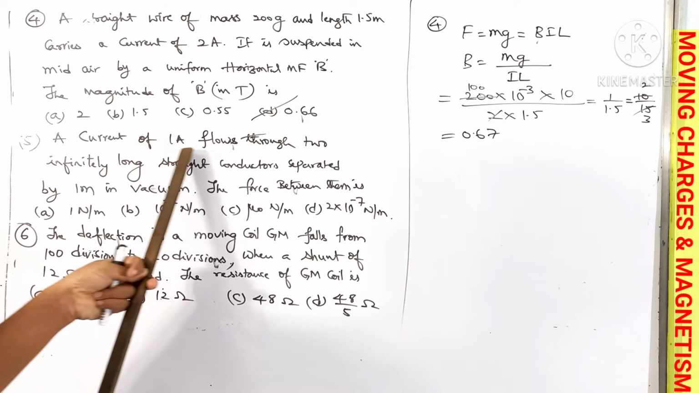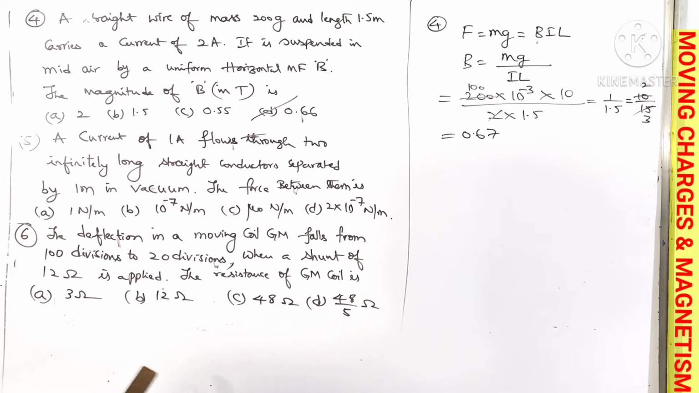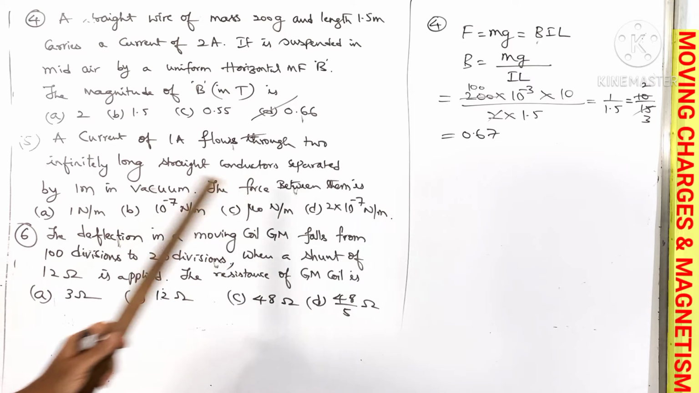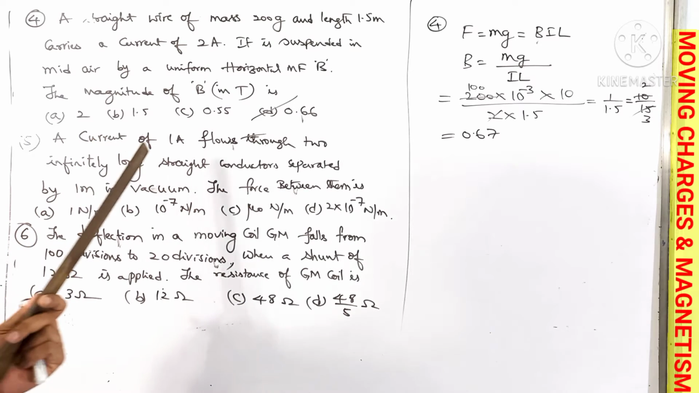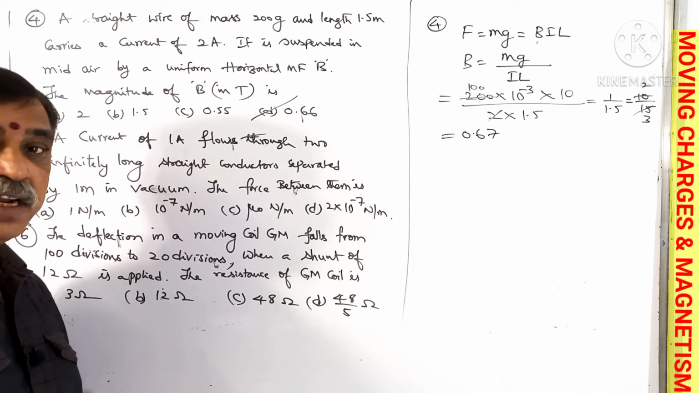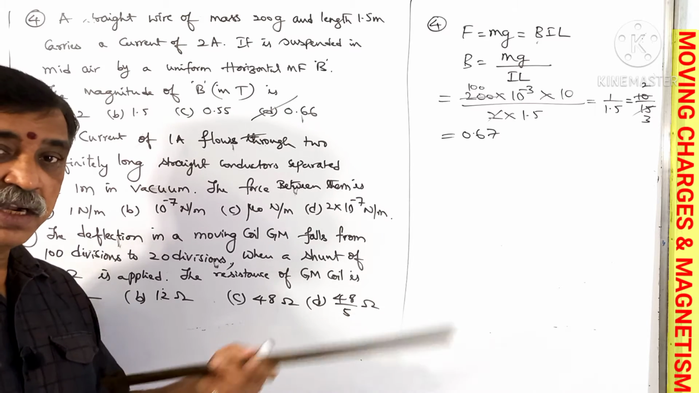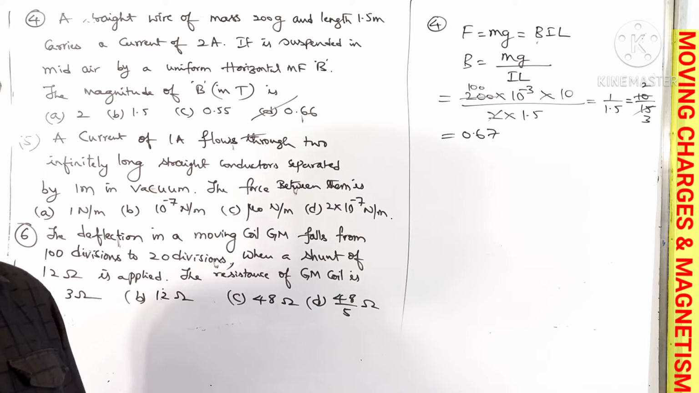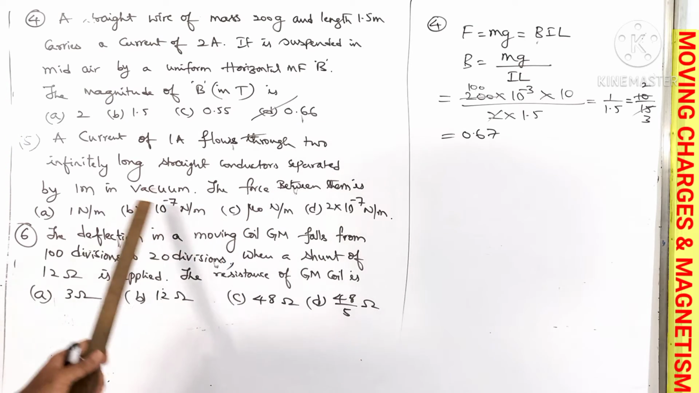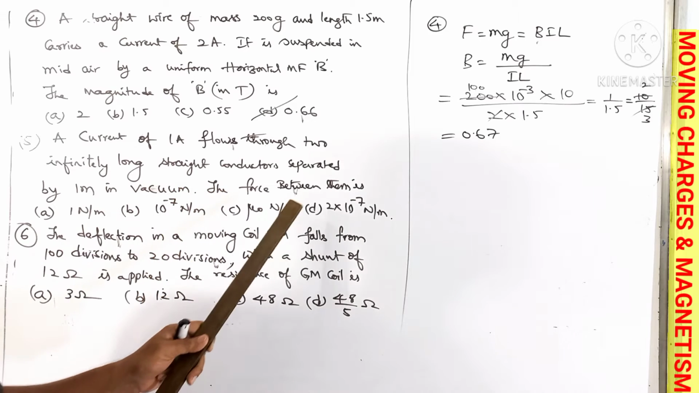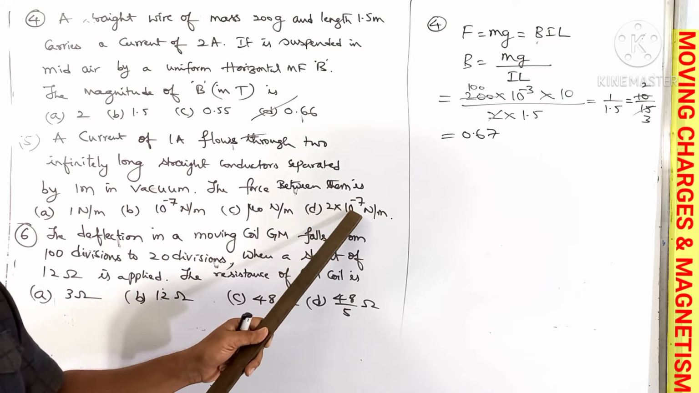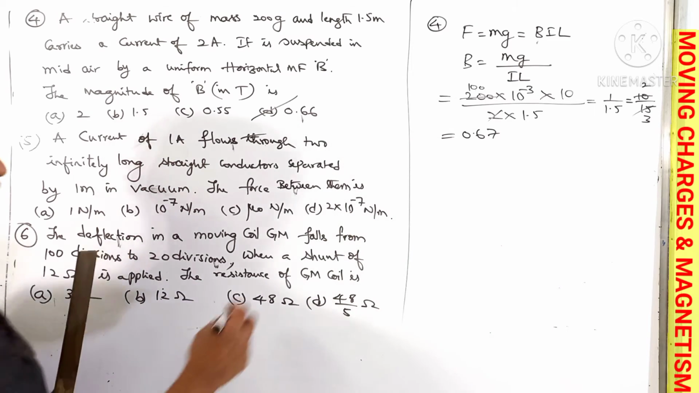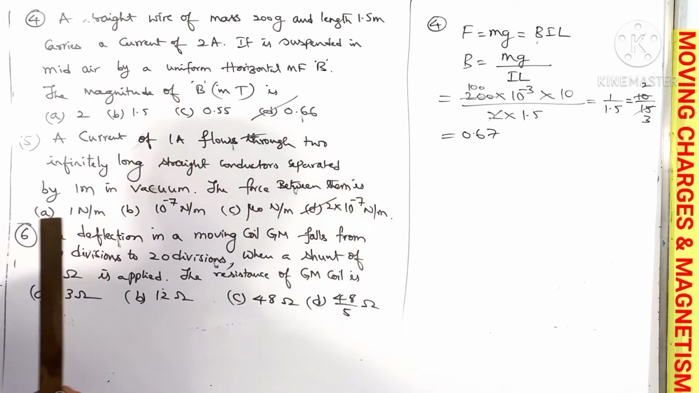Next one is: a current of 1 ampere flows through two infinitely long straight conductors separated by 1 meter in vacuum. The force between them is, of course, here is the definition of ampere. So I have a standard derivation. At the end, define ampere making use of this relation. Maybe in second PUC it is a standard question. Definition of ampere. So this is the definition of ampere, where you get a force of 2 into 10 power minus 7 Newton per meter. Just a memory based question. This is option D and A.